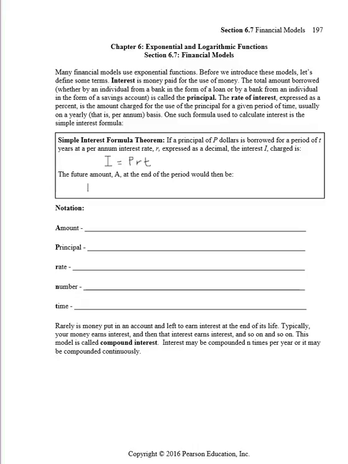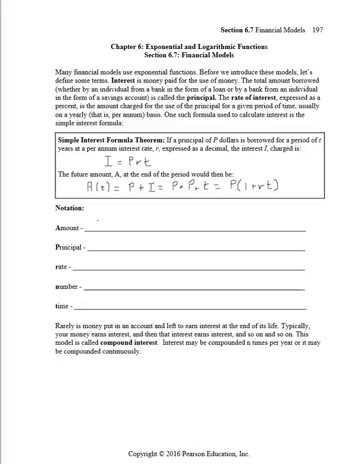The amount at the end of the period, so the amount at the end of however many years it is, will be P, the principal, plus the interest, which is principal plus principal times rate times time, or more accurately, the principal times 1 plus the rate times the time. So that's for simple interest.